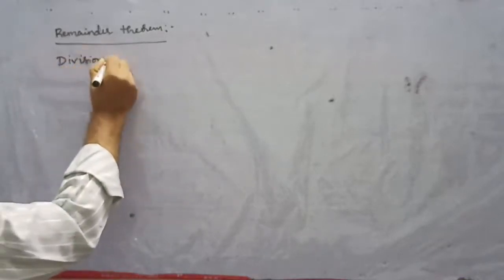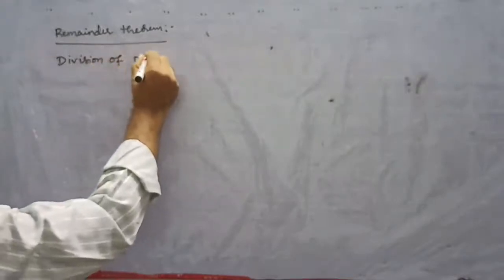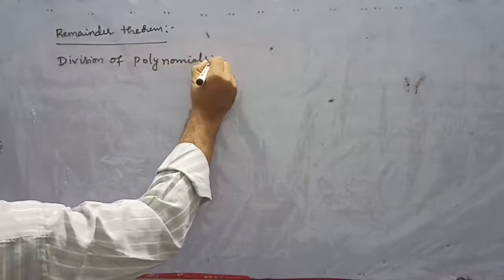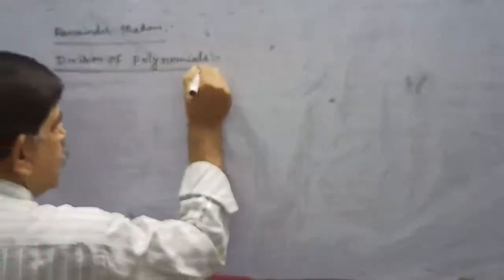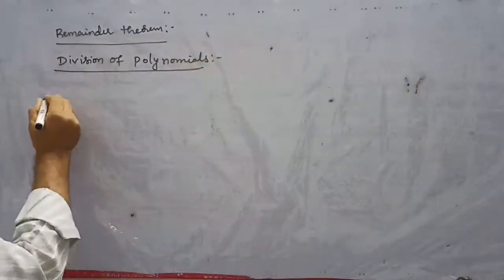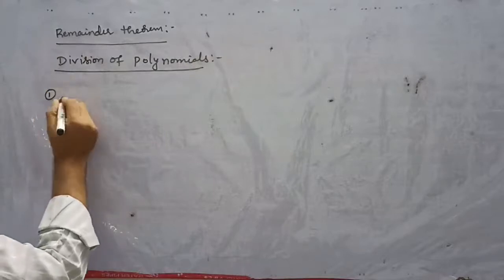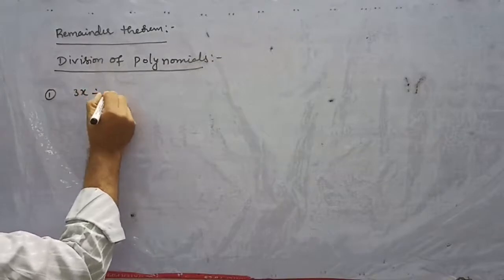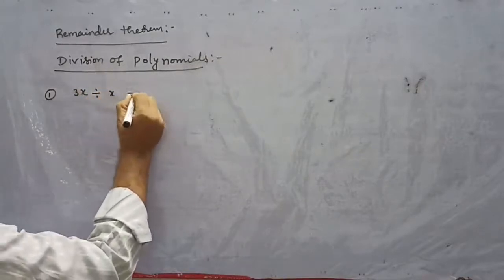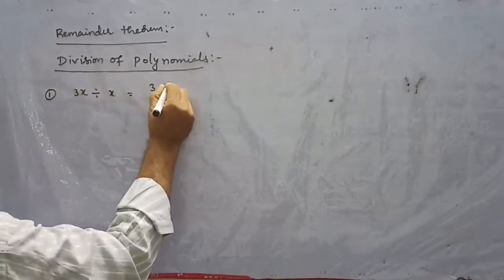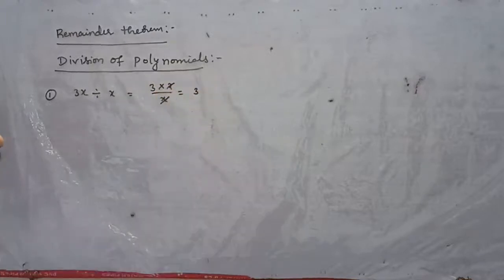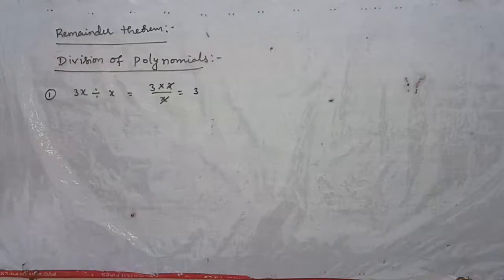Division of polynomials. Suppose first one, a monomial by a monomial. That means 3x divided by x. So that is equal to how much? 3 into x by x, and x gets cancelled, we will get the remainder 3.